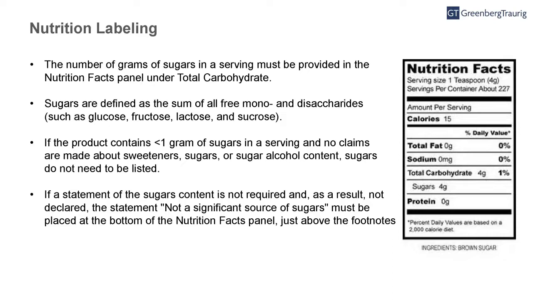Sugars are defined as the sum of all free mono and disaccharides such as glucose, fructose, lactose, and sucrose. If a product contains less than 1 gram of sugars in a serving and no claims are made about sweeteners, sugars, or sugar alcohol content, then sugars don't have to be listed. If a statement of the sugar's content is not required and as a result not declared, the statement "not a significant source of sugars" must be placed at the bottom of the nutrition facts panel, just above the footnote that indicates percent daily values are based on a 2,000 calorie diet. You can see an example of a nutrition facts panel that contains sugars to the right.